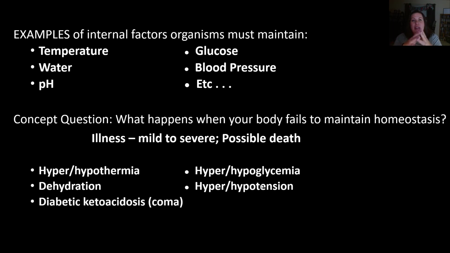And we do see if pH becomes an issue and you get too much acid, this can lead to diabetic ketoacidosis, where your blood becomes too acidic and it could cause you to go into a coma. So these are just some examples of when the above issues get out of whack.